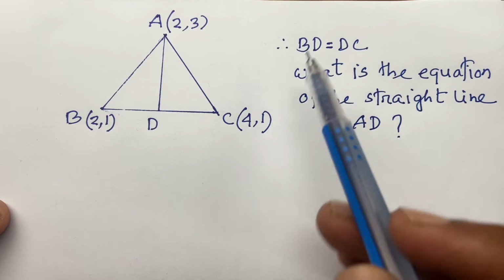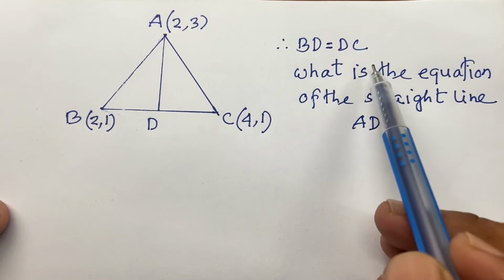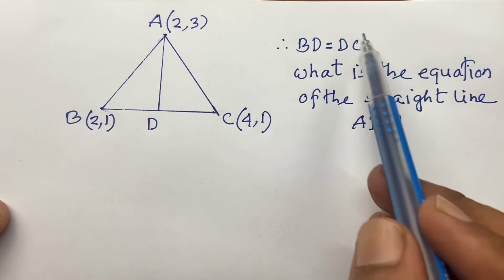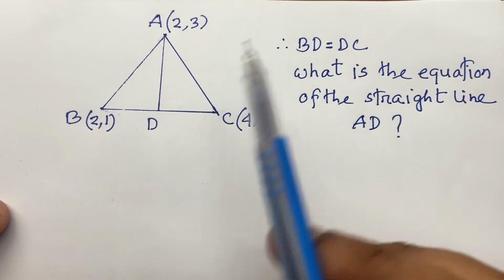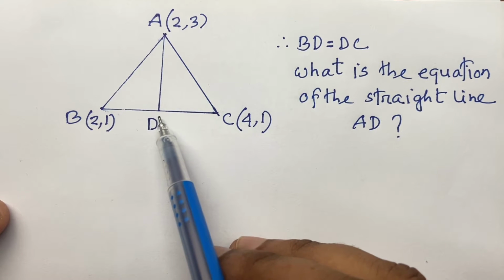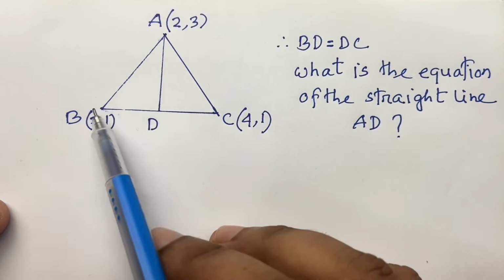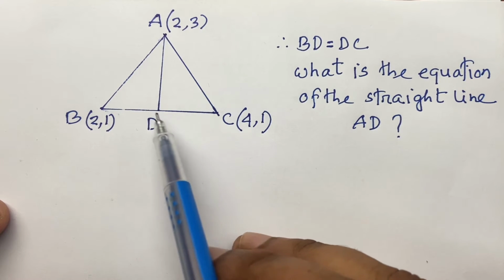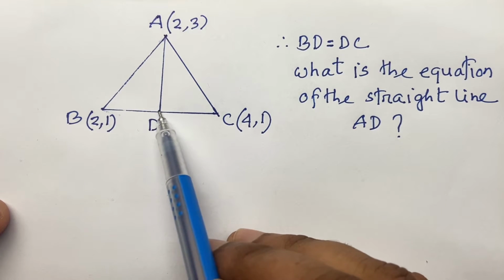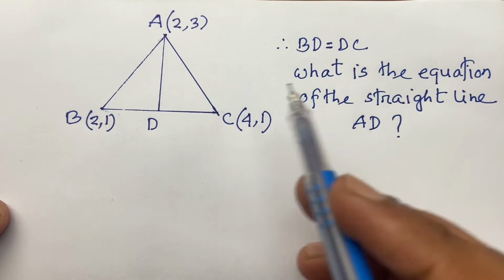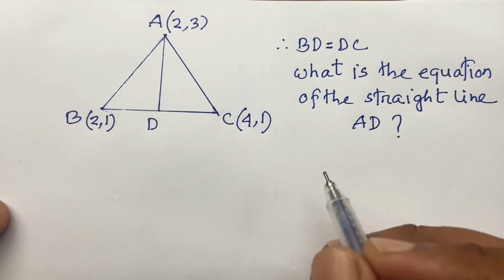So look, here BD is equal to DC. In this case, I can easily see this point is the middle point of this straight line. So first of all, we'll find this point. So how do we find the middle point of a straight line?